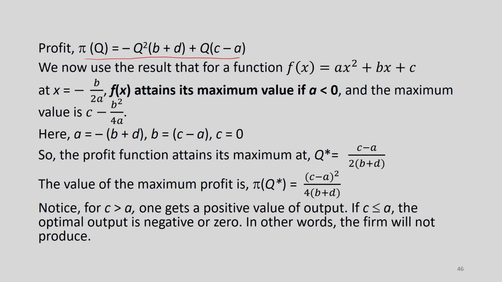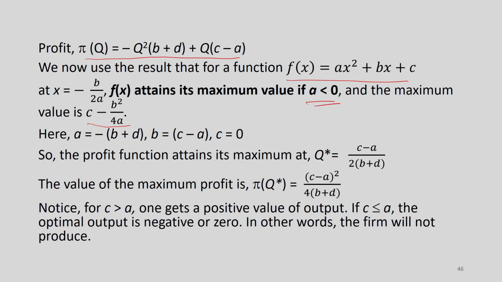We can now use the result for a function of this form, which is the general form f(x) is equal to ax square plus bx plus c. At x is equal to minus b divided by 2a, we have found that f(x) attains its maximum value if a is less than 0, and the maximum value is given by c minus b square divided by 4a, okay, that we have just found.